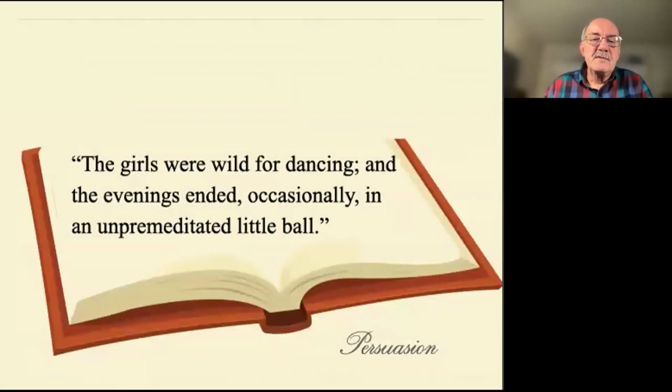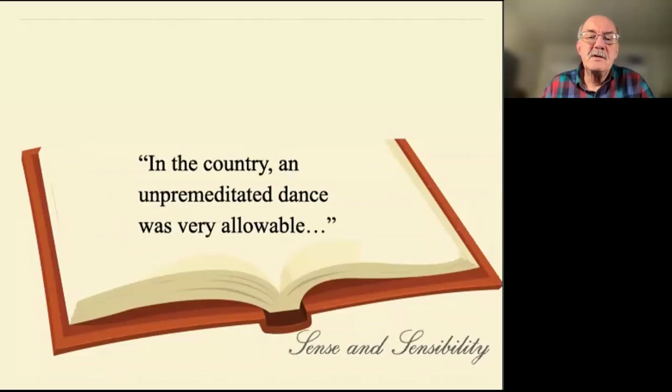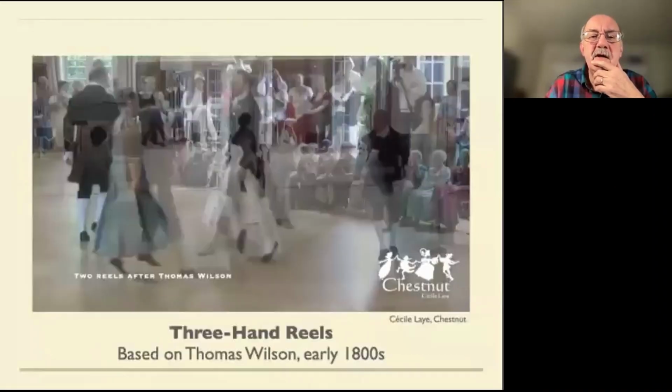Here from Persuasion, the girls were wild for dancing, and the evenings ended occasionally in an unpremeditated little ball, just something that happened. Here we're in Persuasion, here we are in Sensibility. An unpremeditated dance is very allowable. Now, what kind of dancing would be done? Well, I showed you that example earlier with the clogging, sort of a rustic three-person reel. That form of dance made it into the ballroom as well.